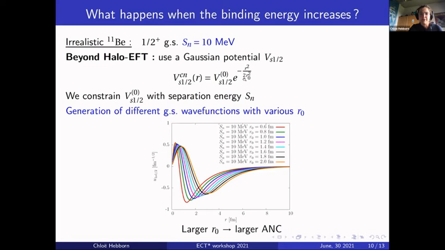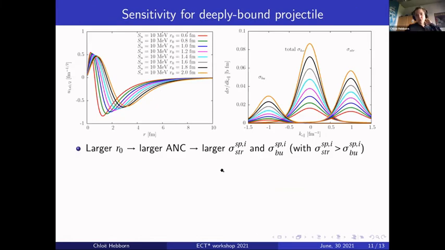And by varying this parameter R0, we can generate different ground state wave functions, which have different forms. And you can see that the larger R0 you take, the larger the ANC of the wave function will be. So if you use this ground state wave function in an eikonal code, you can, as before, compute the diffractive breakup contribution, the stripping contribution, and the total knockout cross section, which is obtained by the sum of the two.